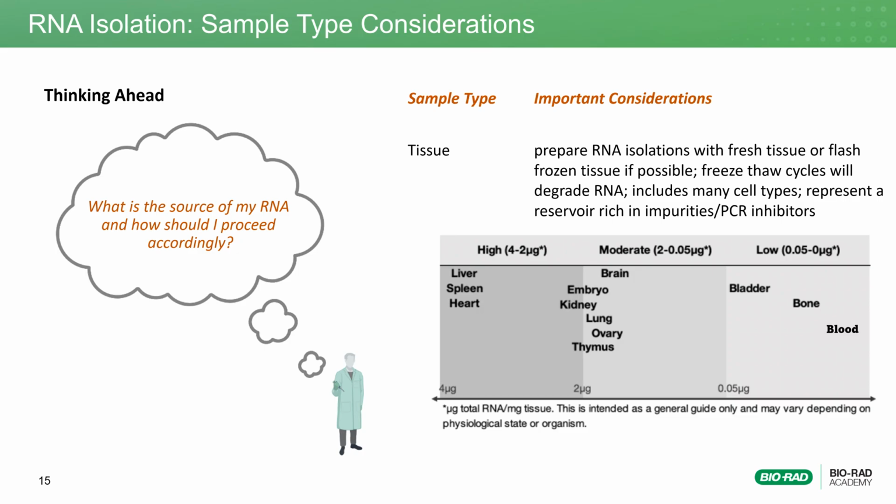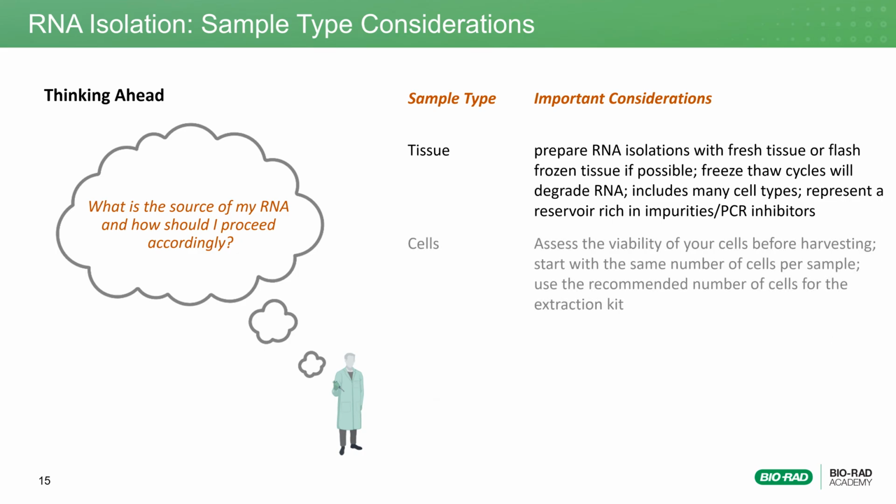Isolating RNA from cells proves to be the easiest in terms of conserving RNA integrity and decreasing PCR inhibitors. When extracting RNA from cell cultures, check to ensure high viability and attempt to use the same number of cells in the extraction among samples. Before beginning extraction with cells, it is always a good idea to check with the associated kit protocol to ensure that you are starting with the recommended amount of cells.